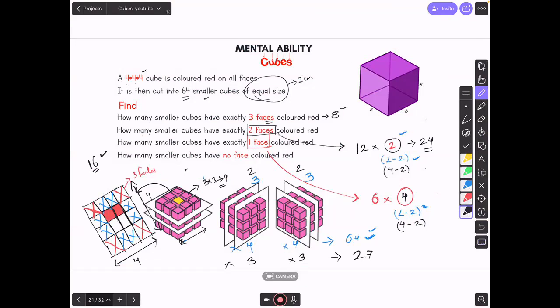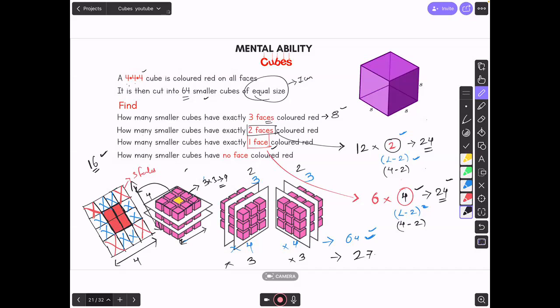Okay, these are the 4 cubes which you will find per face. So that's what I'm doing here: 1, 2, 3, and then 4. This time you will find 4 per face. 6 into 4, the answer is 24. So 24 is the total number of cubes which have one face colored red.